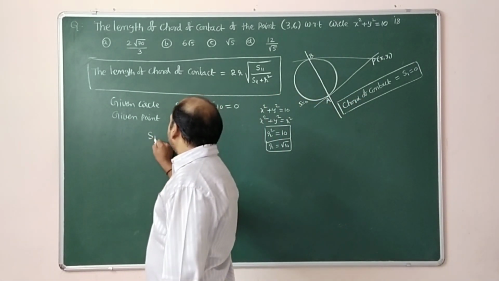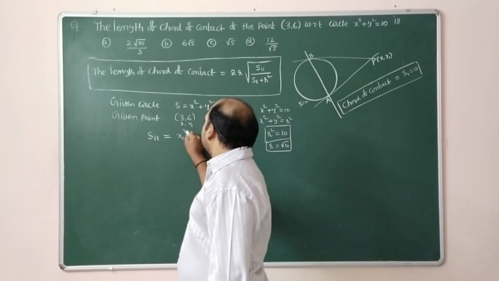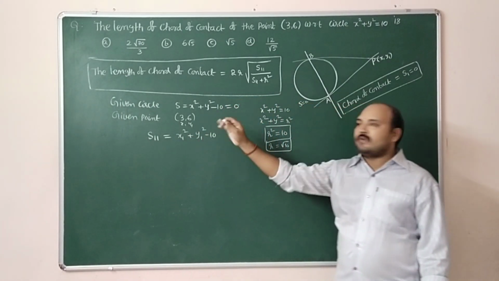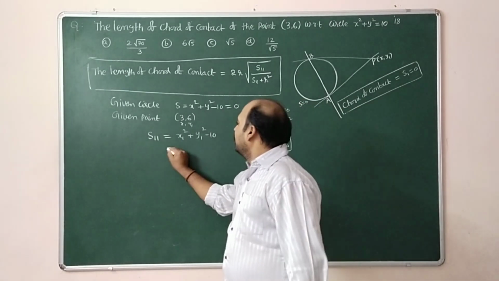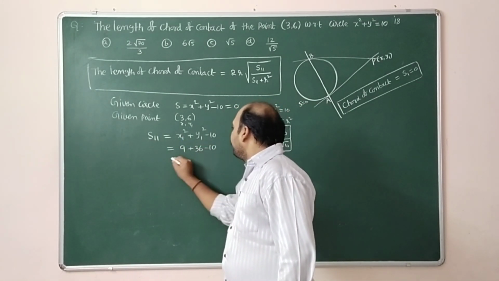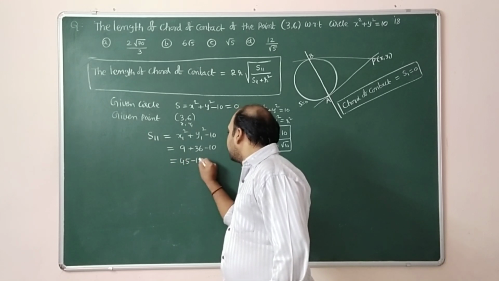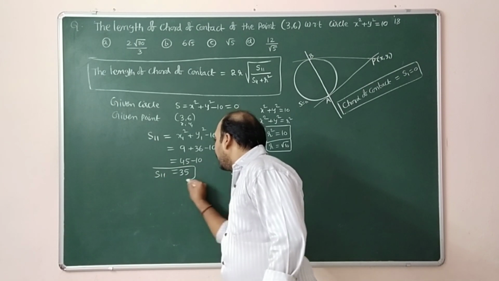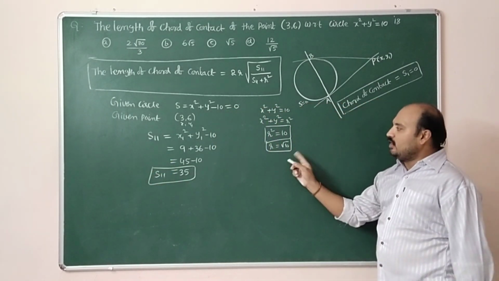Now calculate S11. S11 is equal to x1 square plus y1 square minus 10. In place of x1 y1, substitute 3 comma 6. 3 square is 9, plus 6 square is 36, minus 10. So 45 minus 10, which is equal to 35. So S11 is equal to 35 and the r value is root 10.